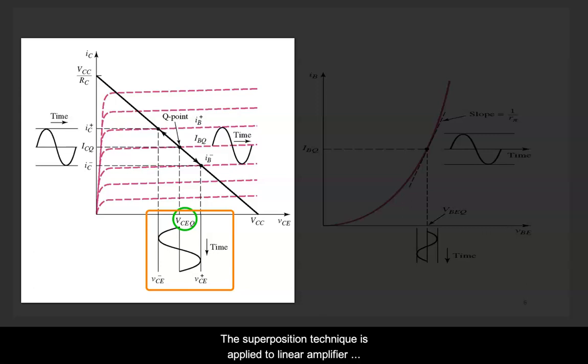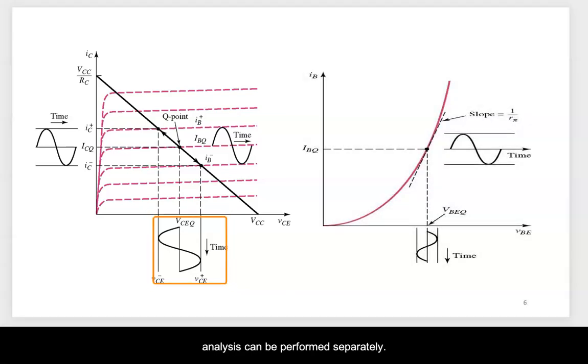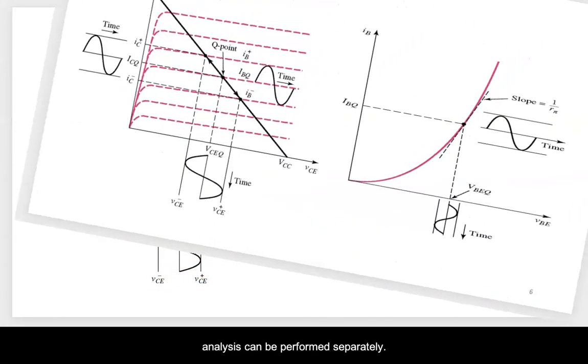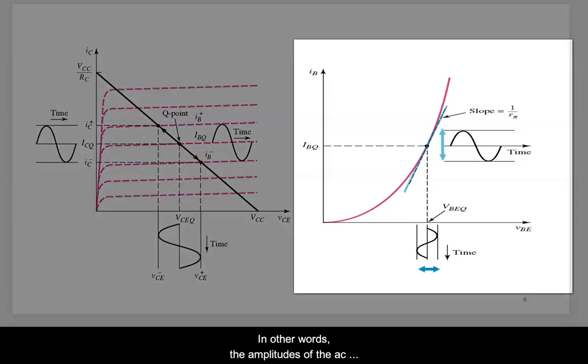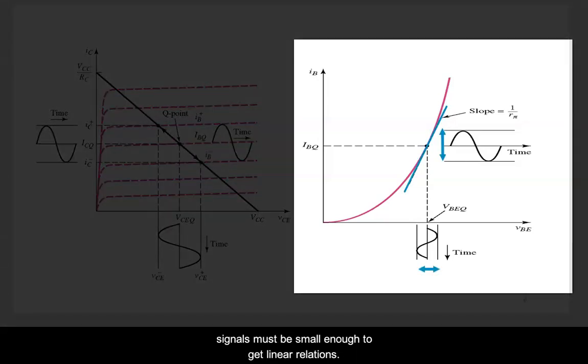To start our analysis, the superposition technique is applied to linear amplifier circuit, which means the DC and AC analysis can be performed separately. However, to obtain a linear amplifier, the AC current and voltage must be small enough to ensure a linear relation between the AC signals. In other words, the amplitudes of the AC signals must be small enough to get a linear relation.